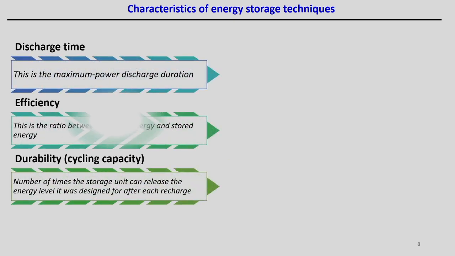Also, we need to mention discharge time, efficiency, and durability. Discharge time is the maximum power discharge duration, and efficiency is the ratio between released energy and stored energy. Cycle capacity is the number of times the storage unit can release the energy level it was designed for after each recharge. So sometimes this may not be applicable for all kinds of energy storage systems.